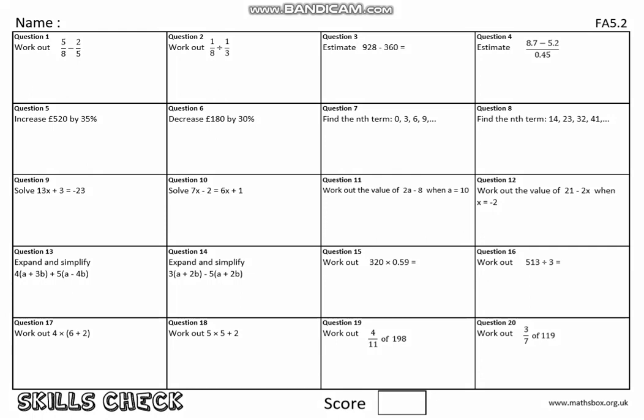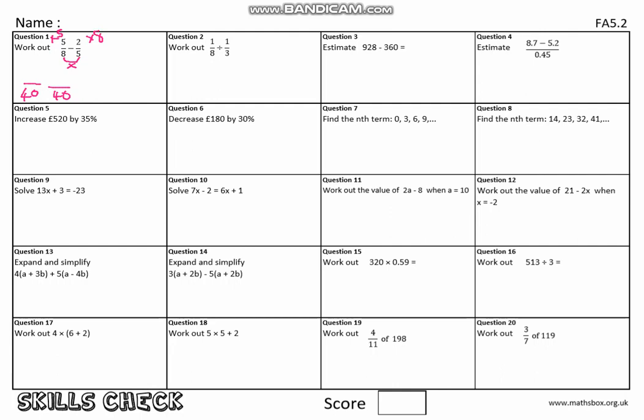So the first one is subtracting fractions. We need to make sure that the denominator is the same on both of them. The easiest way to do this is times the bottom two together. So 8 times 5 is 40. Let's pop that on the bottom of our two fractions. This side, because we times 8 by 5, we're going to times the whole of this side by 5. And because we times 5 by 8, we're going to times the whole of this side by 8.